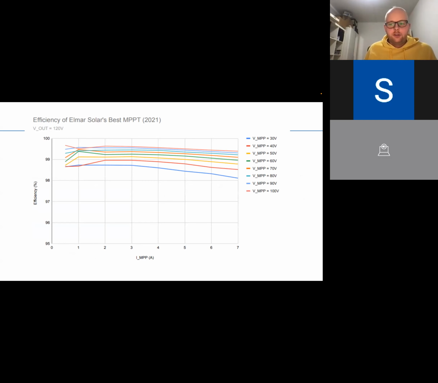Efficiency. This is a graph of an MPPT efficiency. It plots the efficiency for different input voltages, whereas the battery voltage is the same. And as you can see, the efficiency is higher when the input voltage is higher. Basically, the MPPT is a boost converter. There's an input voltage and an output voltage. And as the input voltage is higher, as you connect more solar cells, the efficiency gets higher as well.